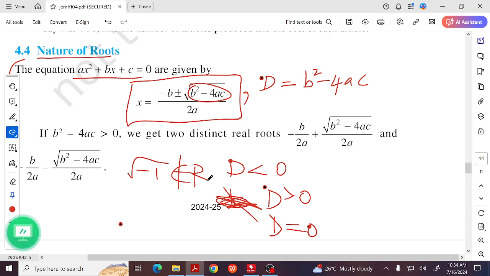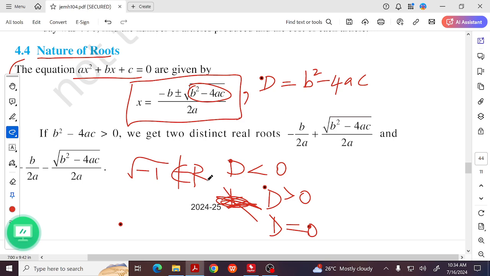About this, you will be studying in 11th standard in complex numbers. If inside the root there is a negative, it will come under complex numbers. It will not go under real numbers. Here you want to say only one thing: if you are getting a negative inside the root, real roots do not exist.